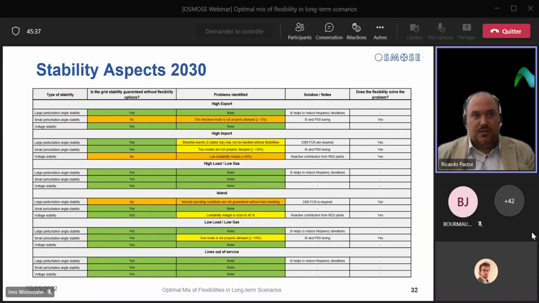I'm sorry for the table, but actually with these colors, it's probably easier to follow the information.